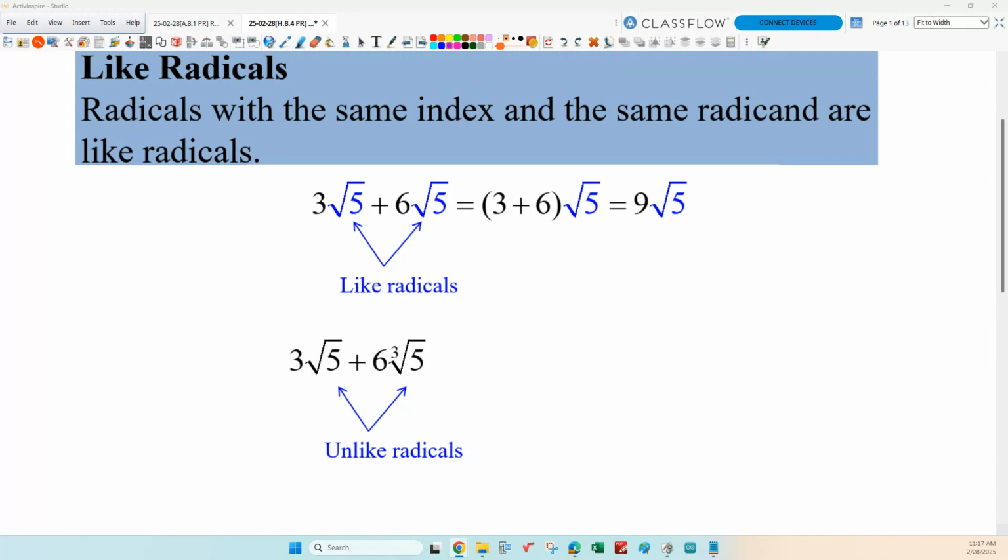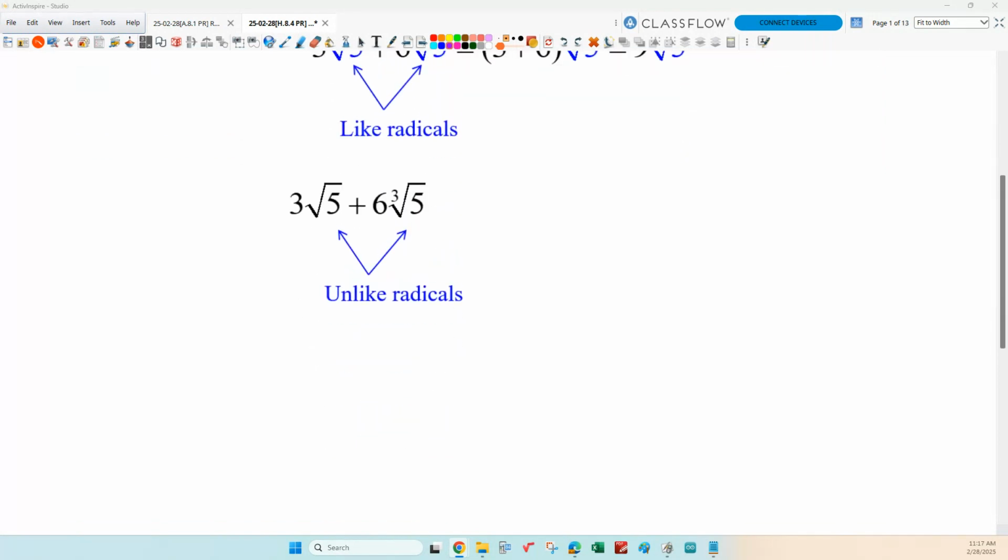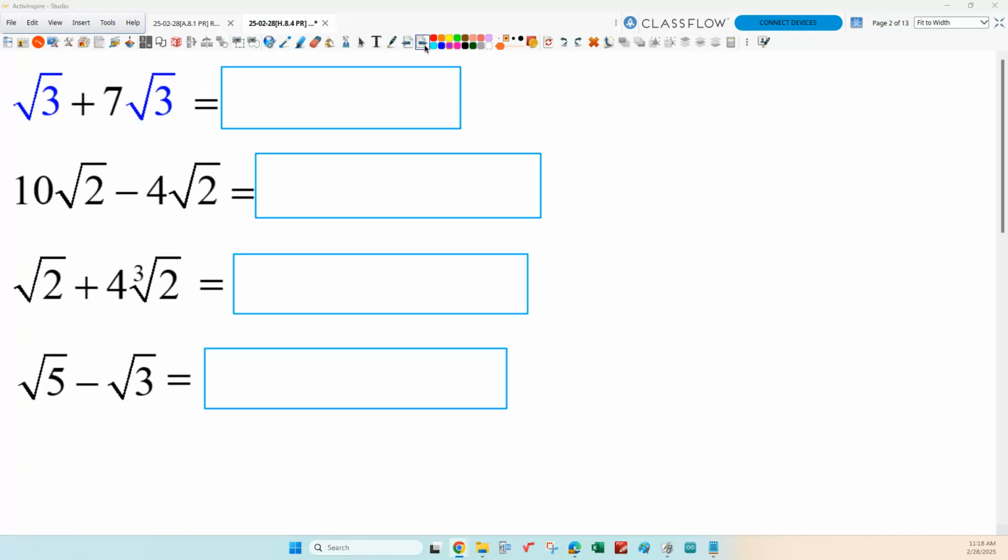You don't probably have to think about it that way in your head, but that's technically what you're doing. These would be unlike radicals, because even though the radicands are the same, I have an index of 2 and an index of 3. The indices are not the same, right? So we could not combine those. So let's get a little practice. What's the top one?